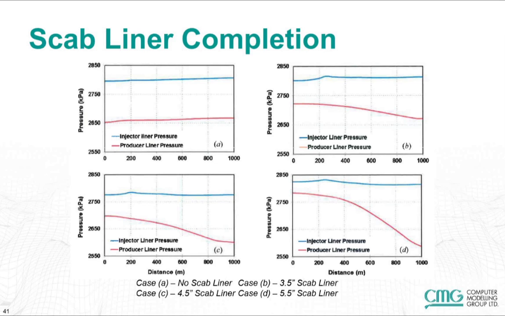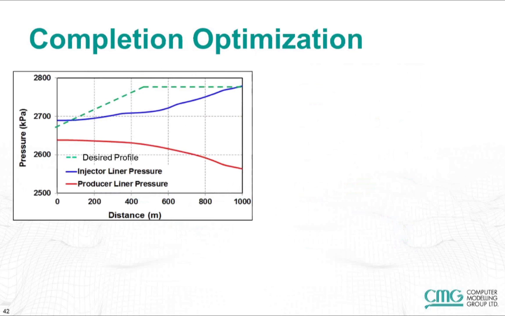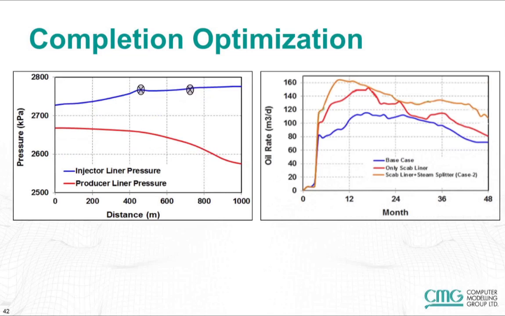As we see in this case, we needed the area around the toe to be more heated. So based on the pressure profile and the studies that they've conducted, they realized that the desired profile should look something like the dotted line that you see in green. Using steam splitters and scab liners, they were able to replicate that, and obviously that showed in the results as well. As you can see, the scab liner with the steam splitter is much higher than the base case.